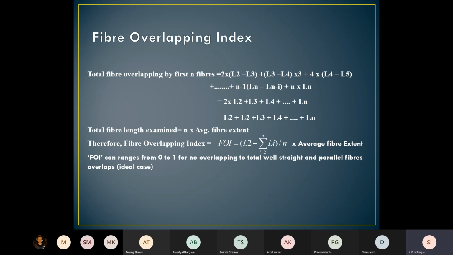Overlap length is less, but packing density is more. What is going to happen? It should increase. Pardon? As packing density is increasing, overlap length is lesser.